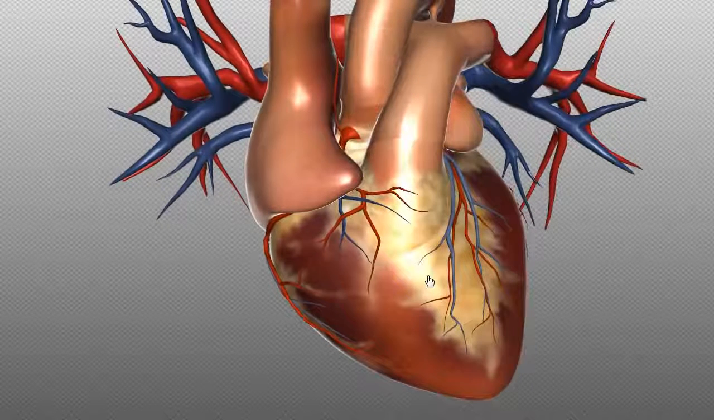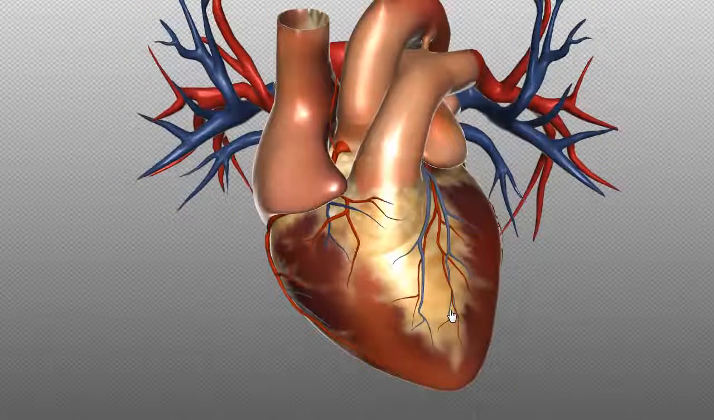Between the ventricles you've got an interventricular groove, an interventricular sulcus. This groove separates the right and left ventricle, and some major vessels run down this groove.